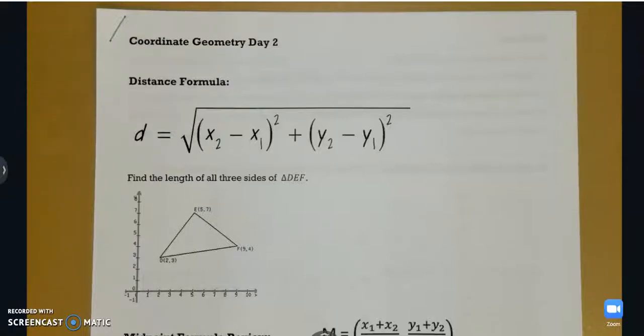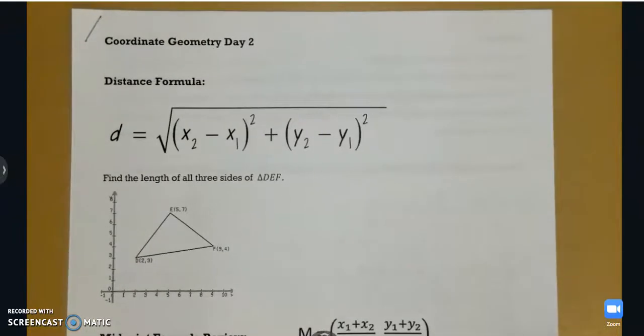Hello and welcome back to day 2 of coordinate geometry. So we are going to be adding on a little bit and then incorporating what we talked about last time to apply it in a new and improved way.